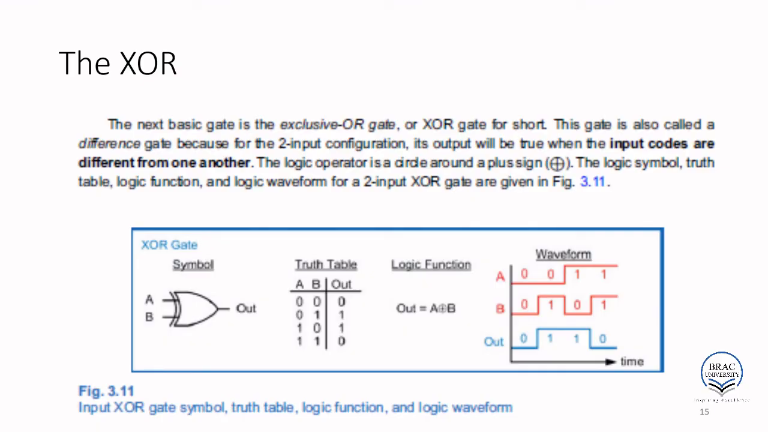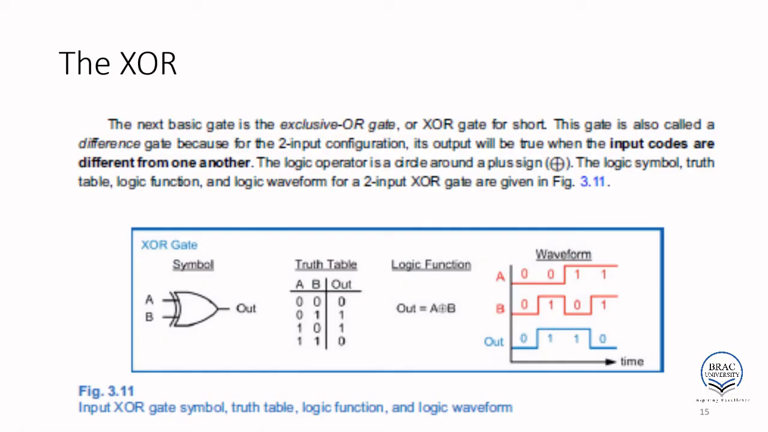XOR gate. This is the typical symbol of the XOR gate. It is an OR gate, but here there is another curve, you can see. This is called XOR. The truth table is like this. If both of the inputs are the same, the output is 0, like 0 0, or 1 1, both inputs are the same, the output is 0, otherwise it will be high.